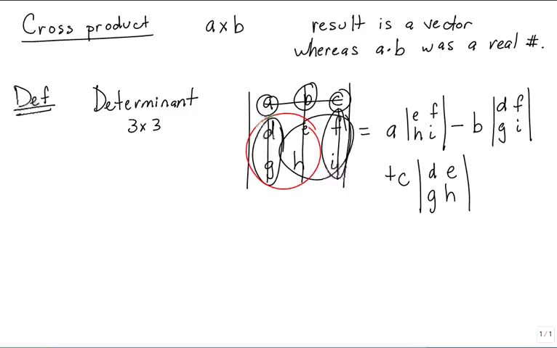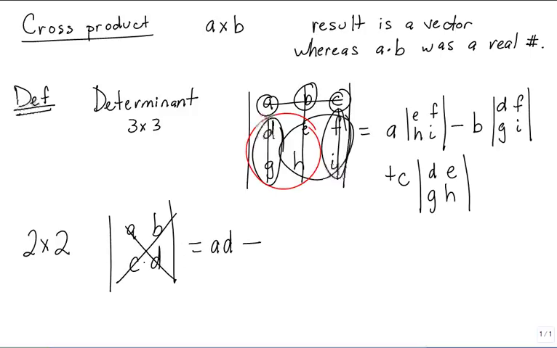Now, how do you do a determinant of a 2 by 2? Well, if you just have A, B, C, D, those are easy. You just cross multiply: AD minus BC.